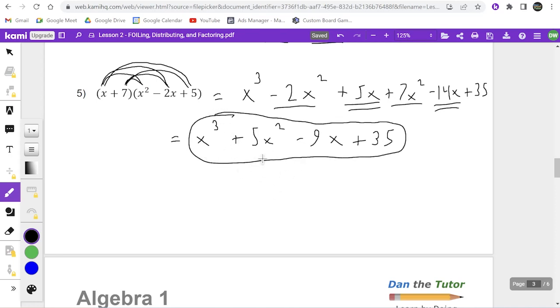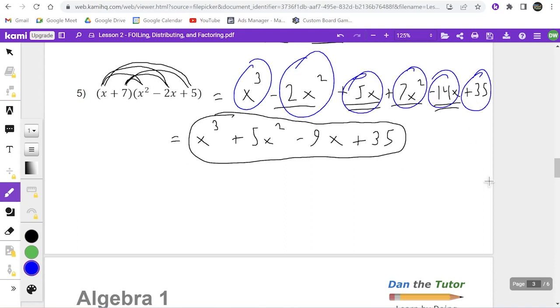Notice you only have 1 of each term. There's 1 x cubed, 1 x squared, 1 x, and 1 number with no x's at all. That's how you want to write your final answers. You want to combine like terms. And as promised, there were 6 terms because there are 6 combinations you can multiply: 1, 2, 3, 4, 5, and 6. And it eventually combined to 4 terms. That doesn't matter as much. The important thing is that you get all 6 and then you just simplify. Any questions on that one?